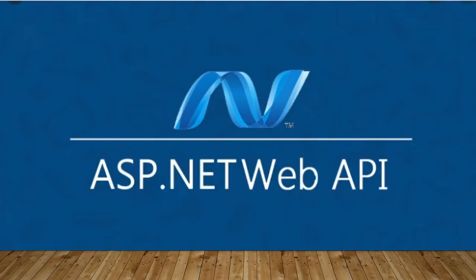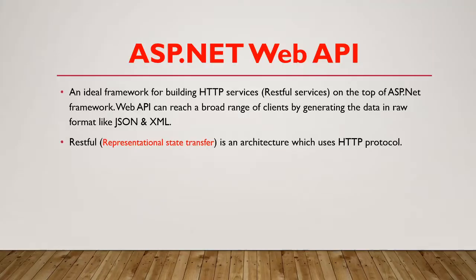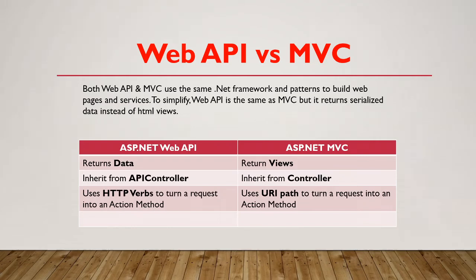I'm going to show you how to use Web API in .NET and how you can easily implement it. So Web API is an ideal framework for building HTTP services, RESTful services on top of the .NET framework. Web API can reach a broad range of clients by generating data in raw formats like JSON and XML. And we all know that Web API is mainly for RESTful services. So RESTful service is an architecture which uses the HTTP protocol.